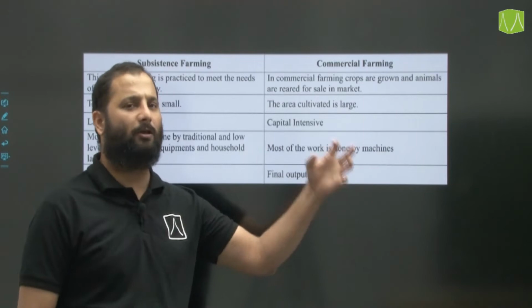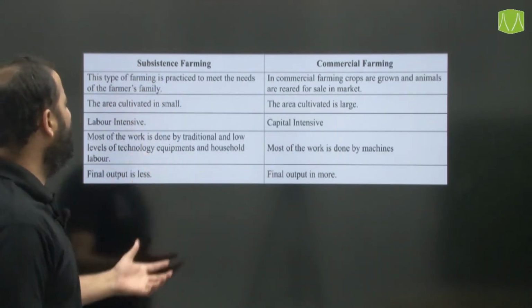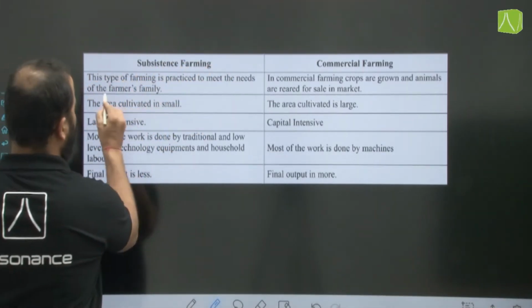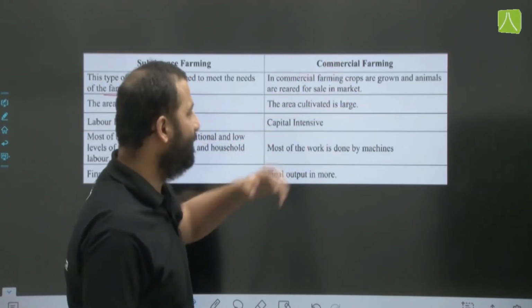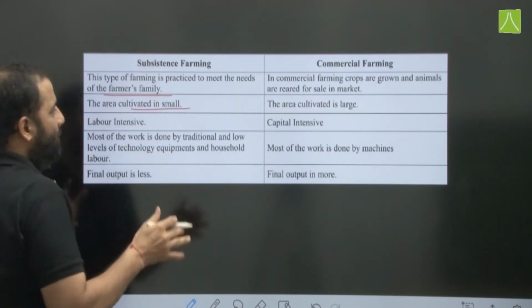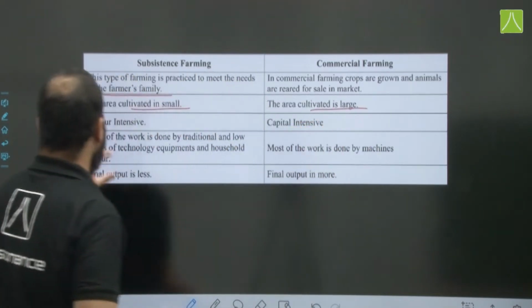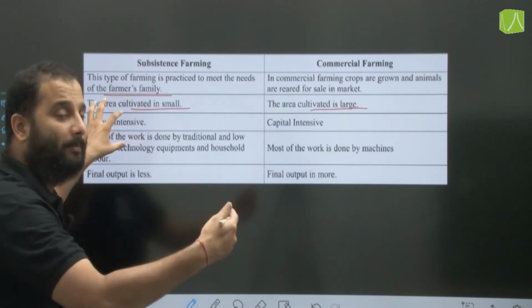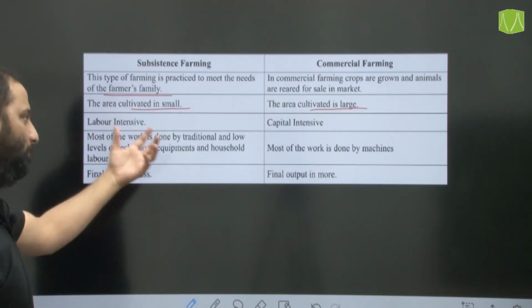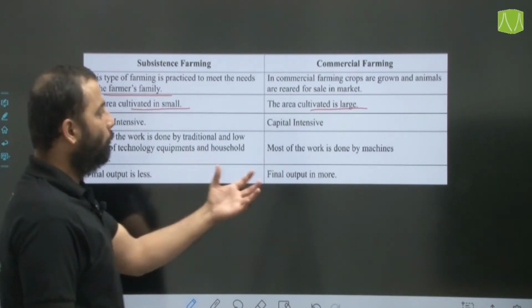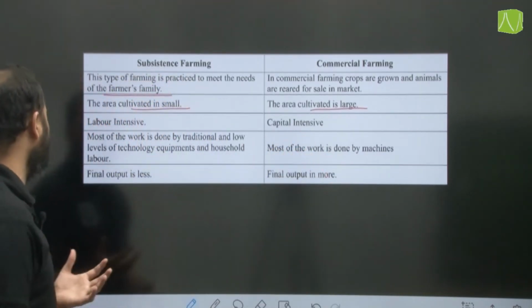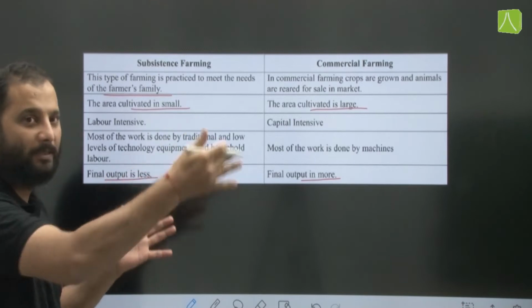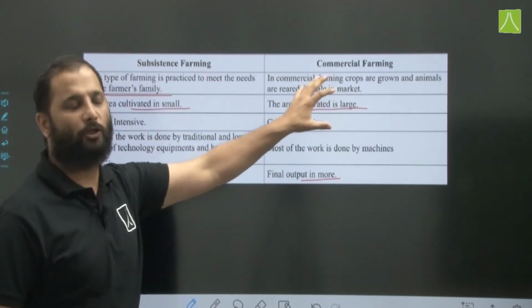of the differences between subsistence and commercial types of farming. So, you can see here, subsistence farming is practiced to meet the needs of the farmer's family, and here it is done for sale in the market. The area on which it is cultivated is small, and here the area is large. It is labor intensive, it is capital intensive. The labor is provided largely by the family, and most of the work is done with traditional and low levels of technology, and here most of the work is done by machines or migrant laborers. Final output is less, and here final output is more. So, these are some of the points of difference between subsistence farming and commercial farming.